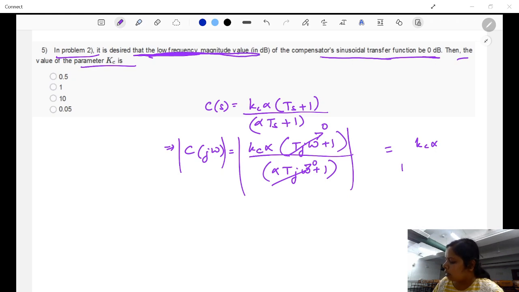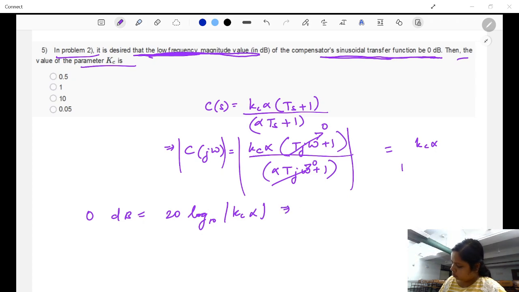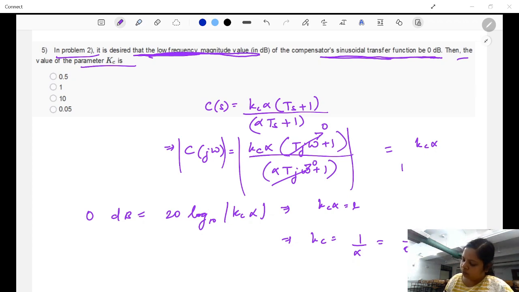Okay. So the question that is being asked is, it is desired that the low frequency magnitude in dB of the compensator sinusoidal transfer function be 0 dB. So 0 dB is 20 log 10 of the magnitude, which is Kc alpha, right? Now, for this to be 0, Kc alpha should be equal to 1, right? Because log of 1 is equal to 0. So from here, Kc is equal to 1 upon alpha. Alpha was 0.1, so this is 10.